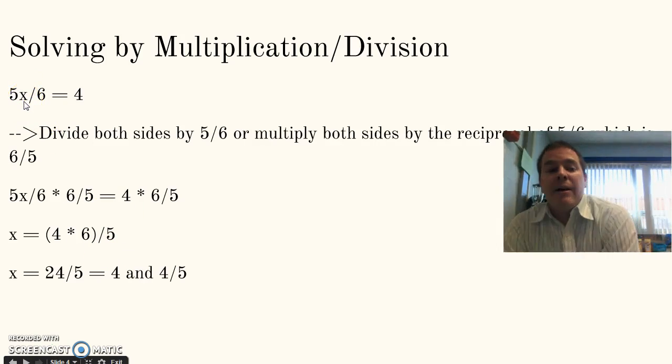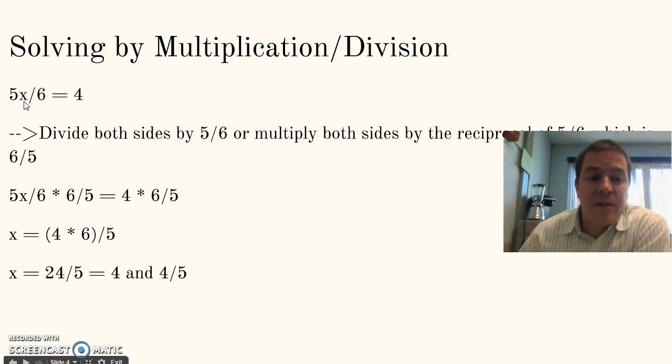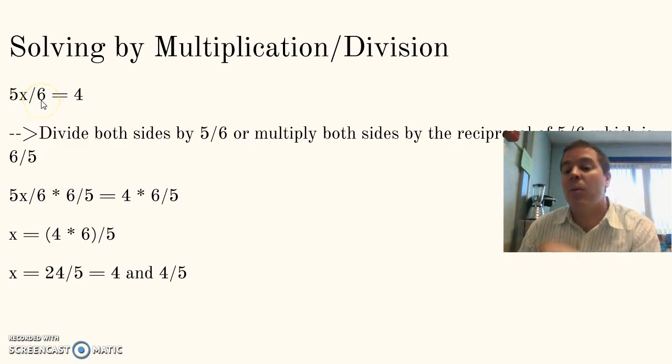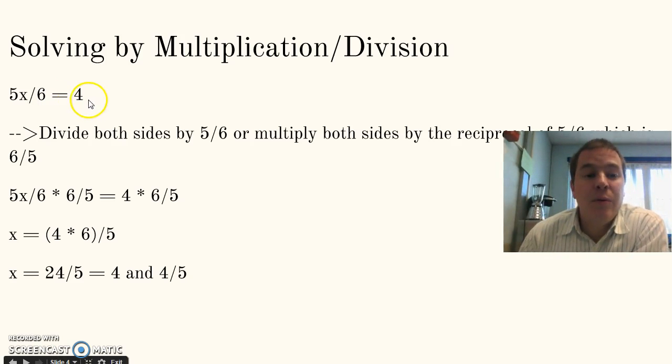Last but not least, we have 5x over 6, or if you want to think of this independently, it's 5/6 times x. Either one will work, okay? And then that's going to equal 4. So once again, we need to divide by 5/6 on both sides, or the same as multiplying by the reciprocal, which is 6/5. So we need to multiply by 6/5 on both sides of the equation.